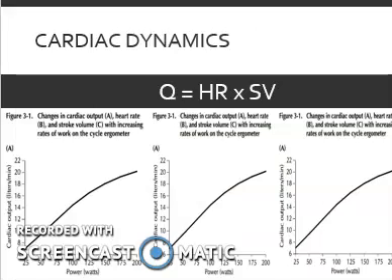Cardiac dynamics. In the equation Q equals HR times SV, Q specifically refers to the amount of blood pumped out of the left ventricle in 1 minute. Cardiac output is made up of two components, heart rate and stroke volume.